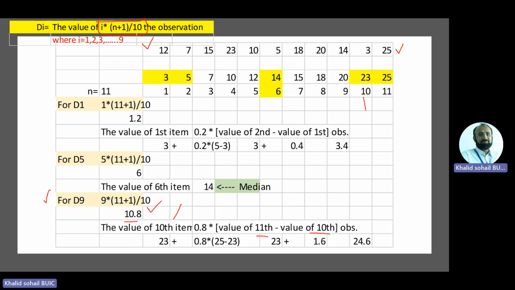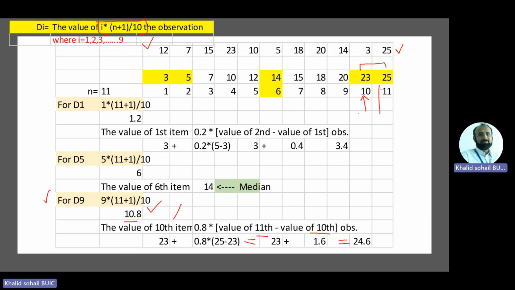This is your 10th position, that is 23, and it is multiplied by this fractional part, 0.8, where 0.8 multiplies 25 minus 23. And when we calculate it, we will get this one, and overall our 9th decile is 24.6.